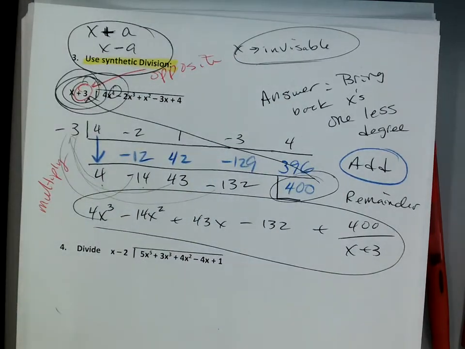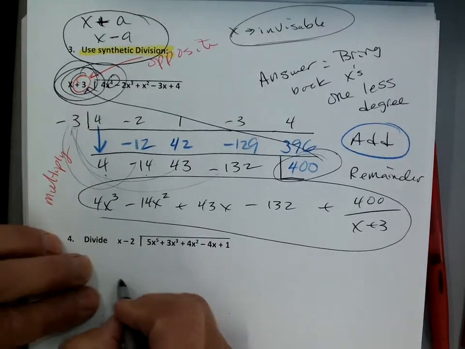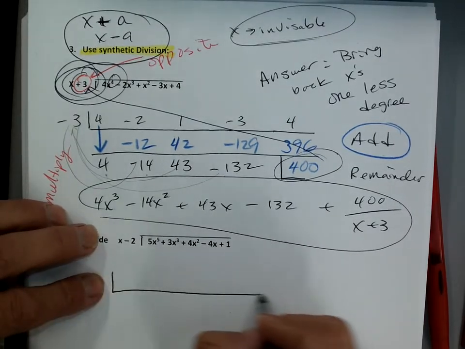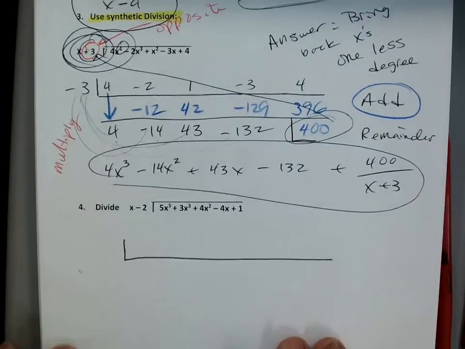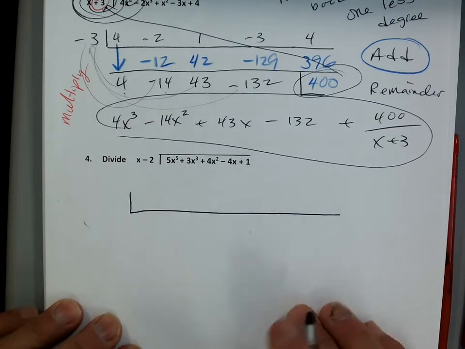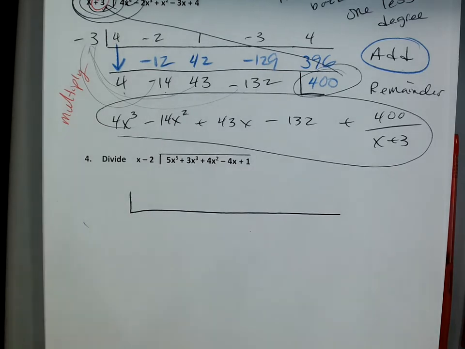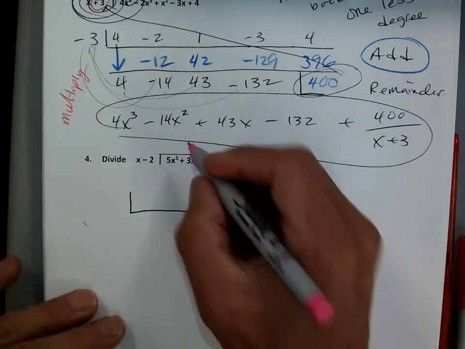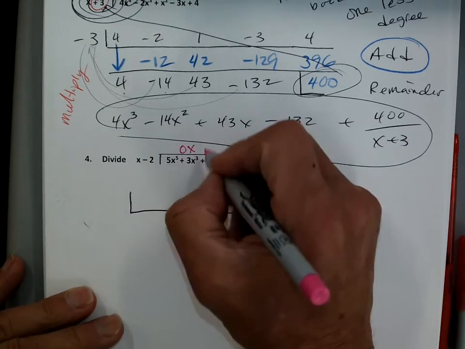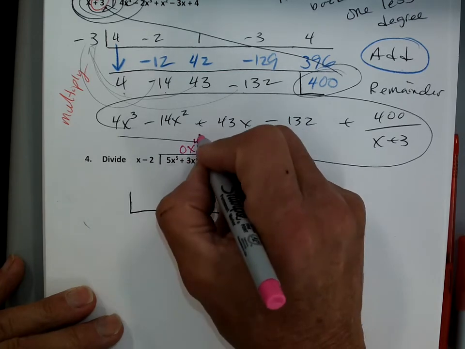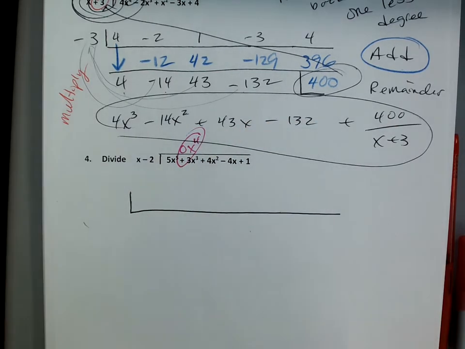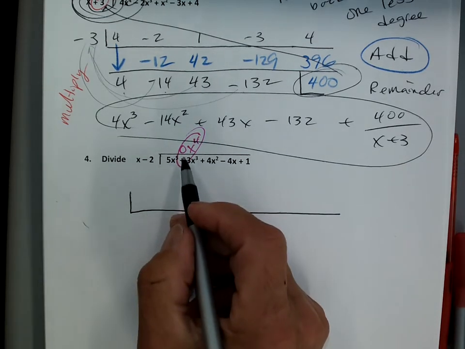So example 4, let's do one more. Let's get the hang of this, okay? So step 1, upside down division sign. Okay, start there. X's are invisible. Now, we got to be careful. This is a trick. Don't let it trick you. There are 0x to the 4th right there. Okay, there's none. So we got to make sure we remember that we got to put the 0 in, okay?